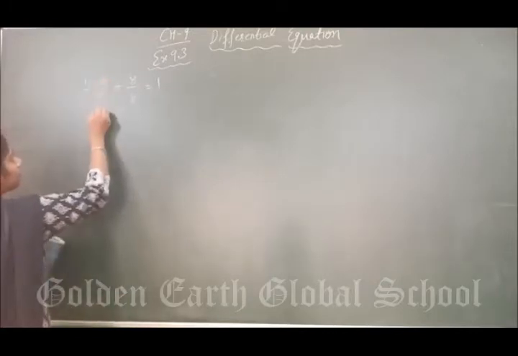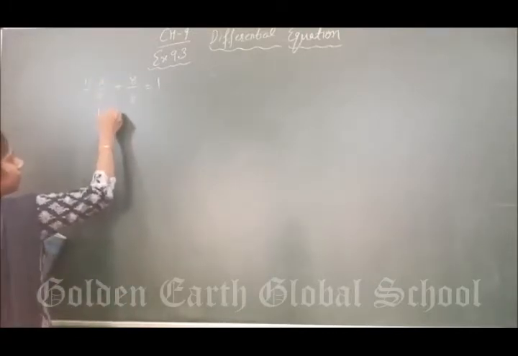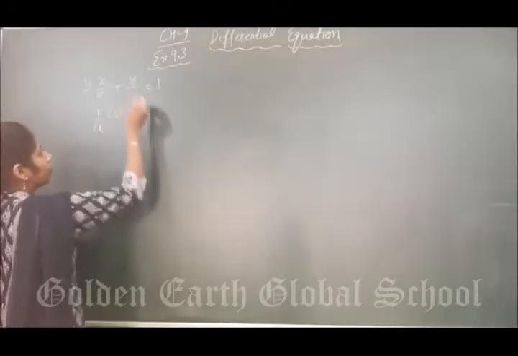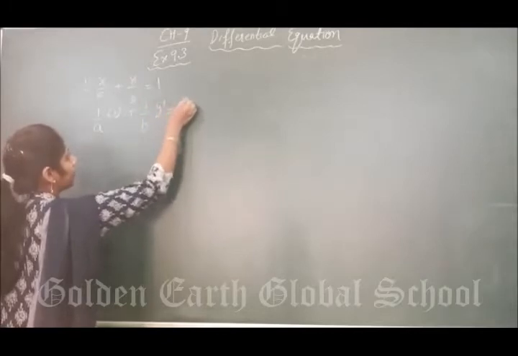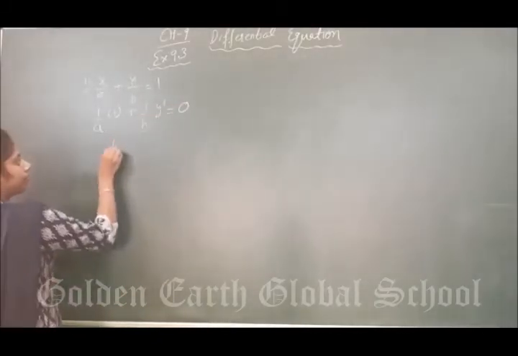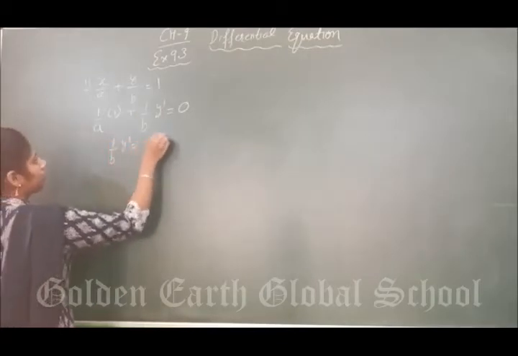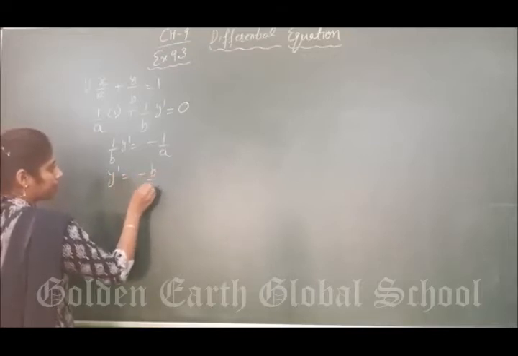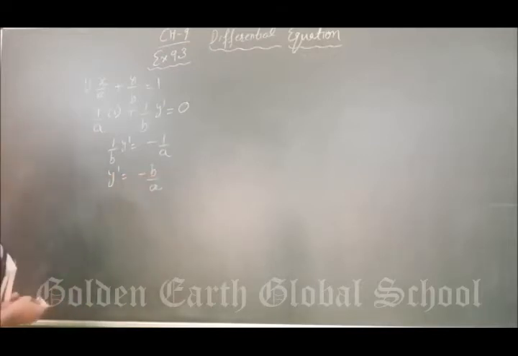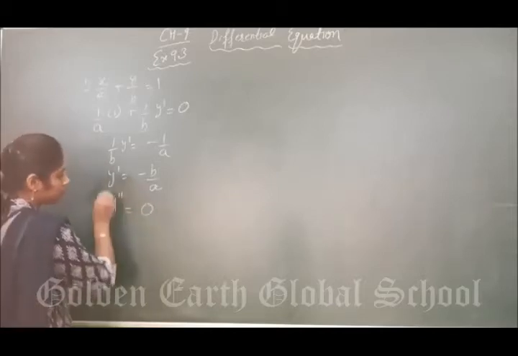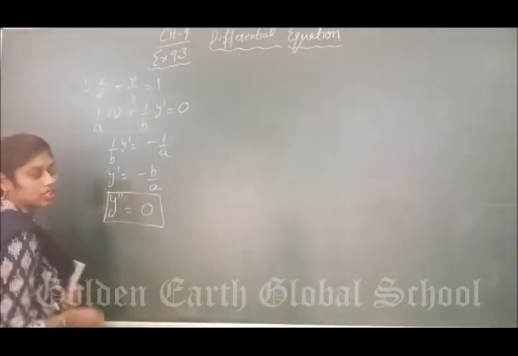Firstly take the first order derivative. 1 upon a, derivative of x is 1. 1 upon b, derivative of y is y dash. Derivative of 1 is 0. So 1 upon b y dash equals minus 1 upon a. So y dash is equal to minus b upon a. But we have to take the second derivative. So y double dash equals 0. So this is our differential equation.